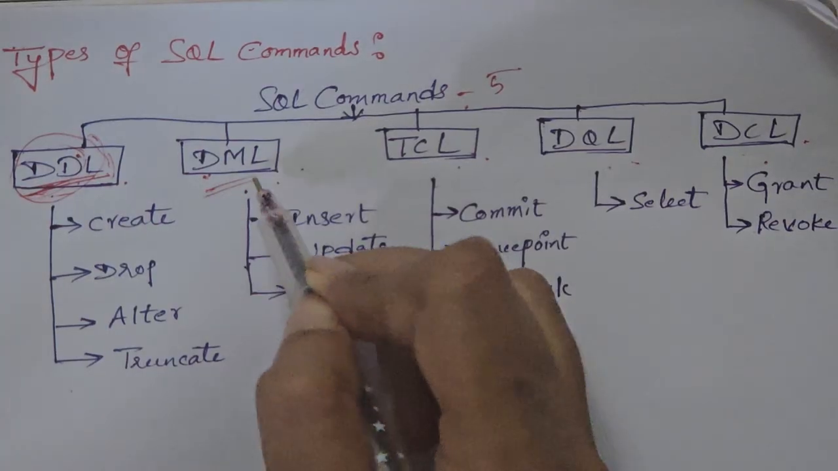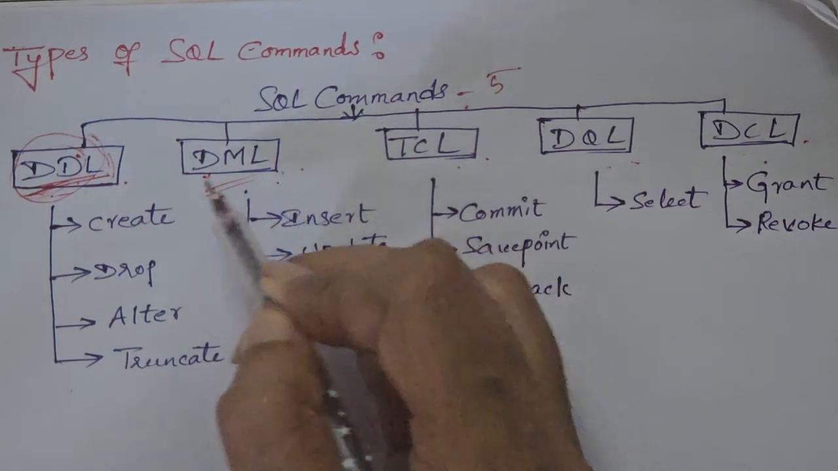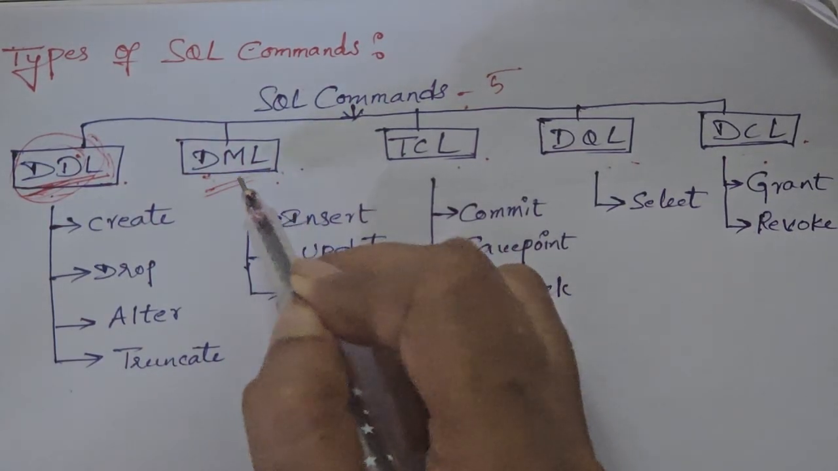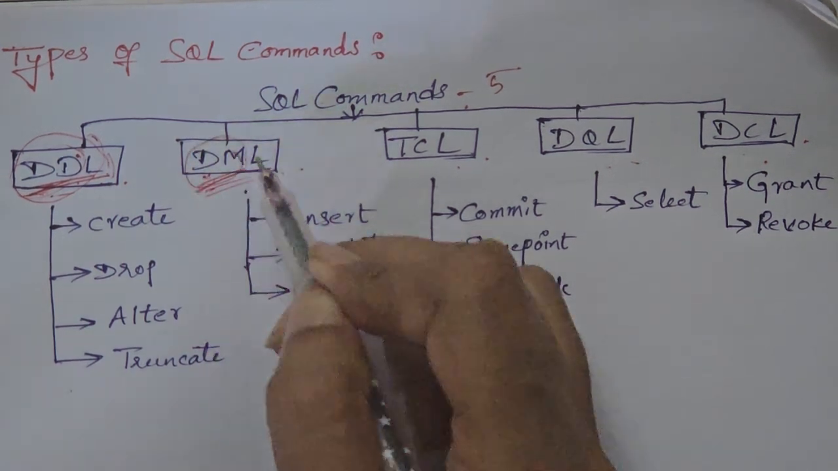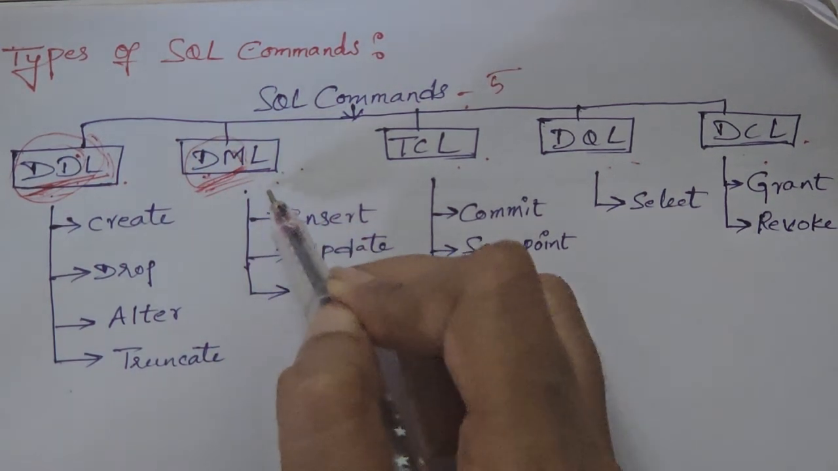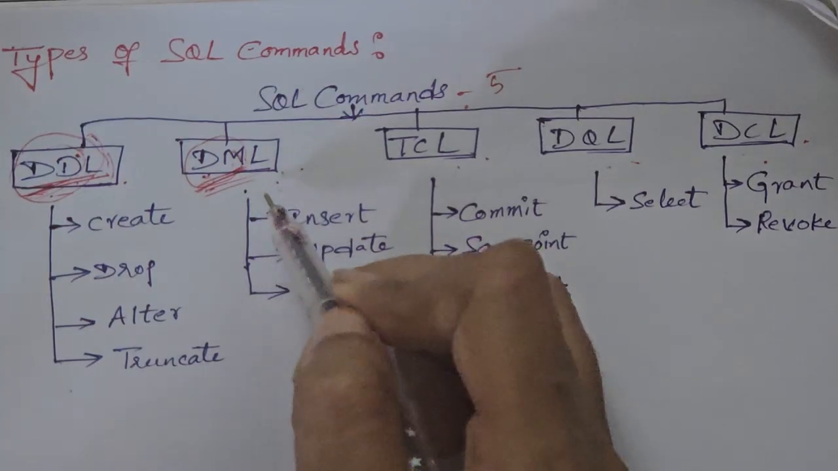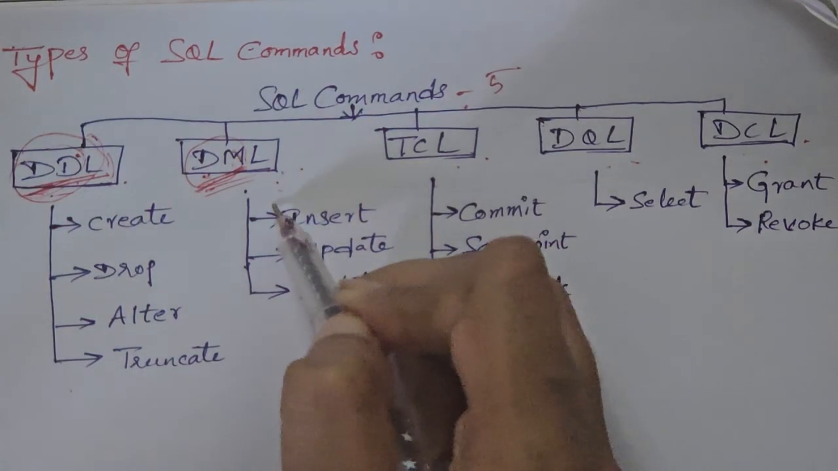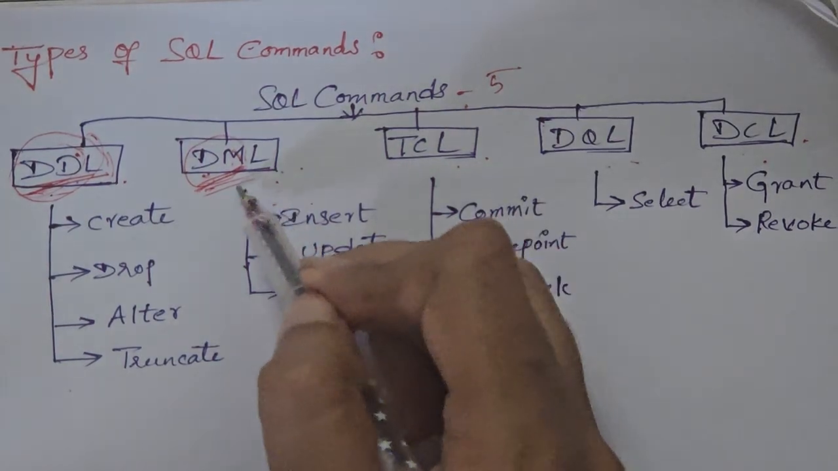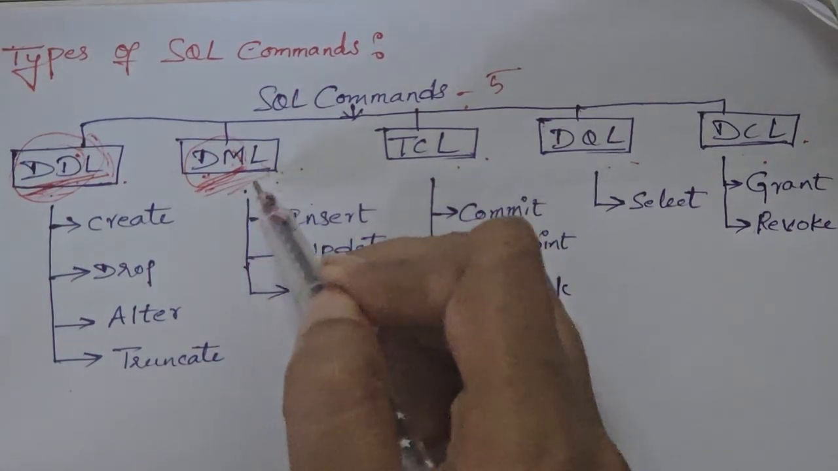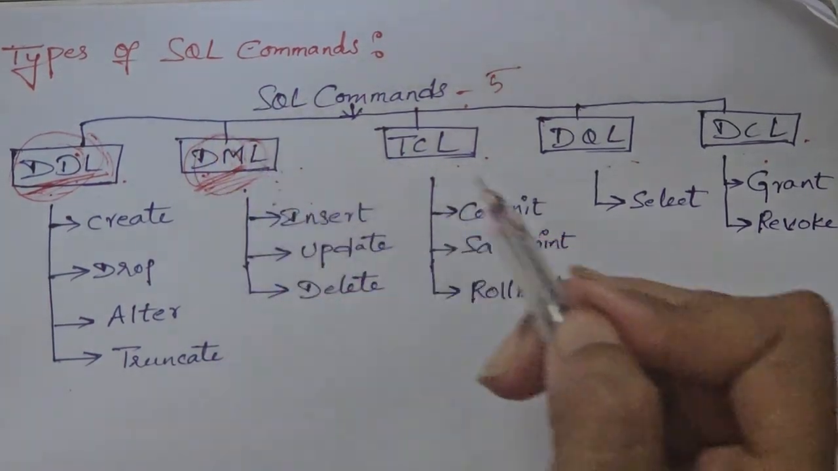Next, DML commands. DML stands for Data Manipulation Language. The name itself defines data manipulation. Manipulation means changing the data, whether it is adding, deleting or updating the data. These kinds of operations are supported by DML commands.